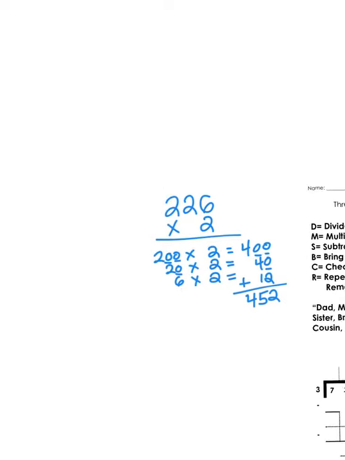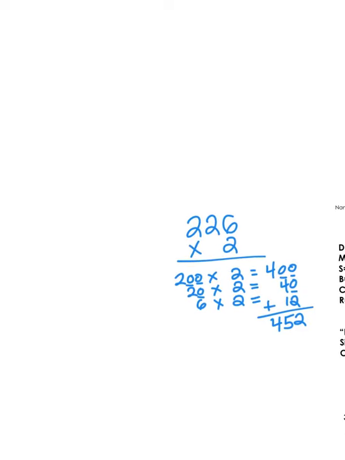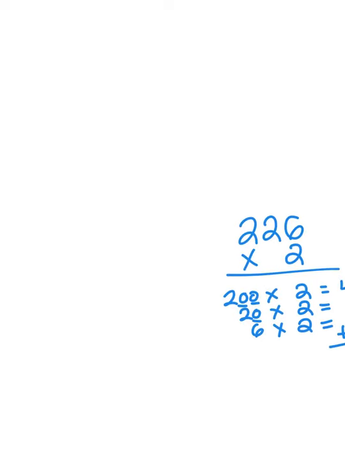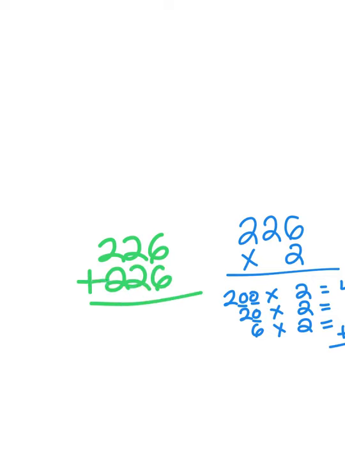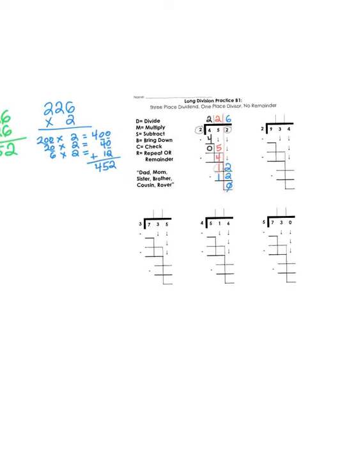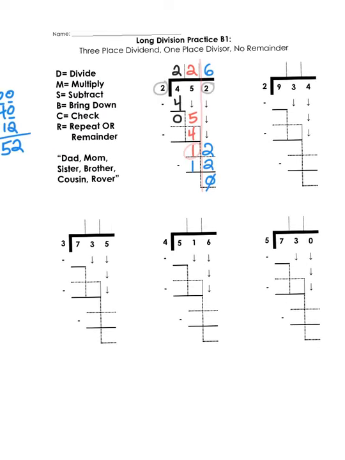Another way I can prove that to be true is because when I multiply any number by 2, it's the same as saying I'm adding that number to itself. So if I were just to add 226 to 226, 6 plus 6 is 12, carry the 10, 10, 30, 50, and then 200 plus 200 would be 400. So 2 different ways I can prove that my answer is correct. Now let's try another problem. Let's do the one directly underneath it.